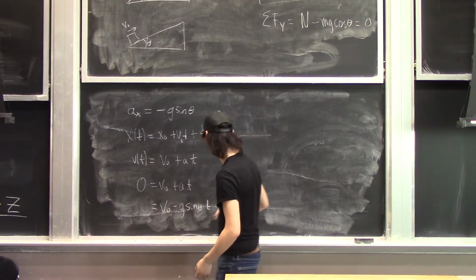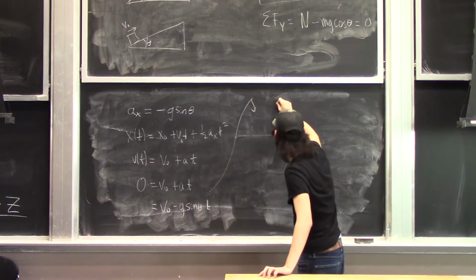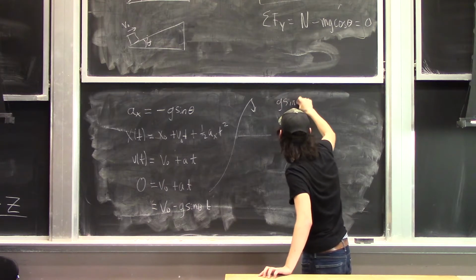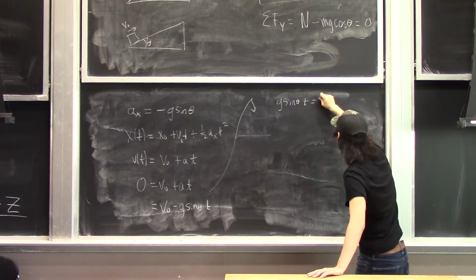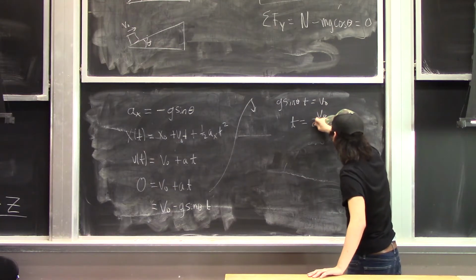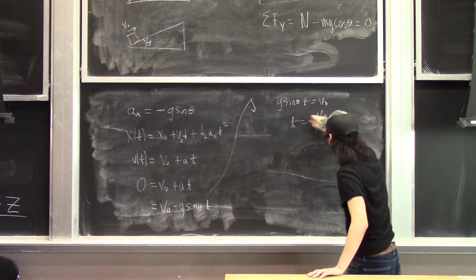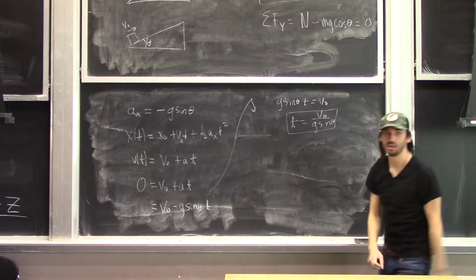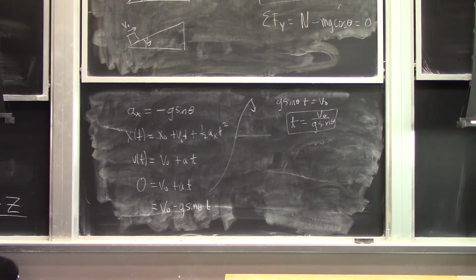Let's move this to the other side. So we have g sine theta t is equal to V0, or t is equal to V0 divided by g sine of theta, okay? Is everybody with me still? I know I did this a little bit fast.